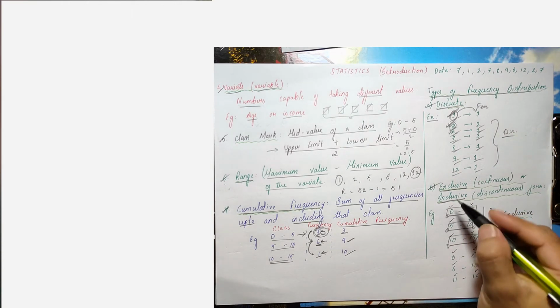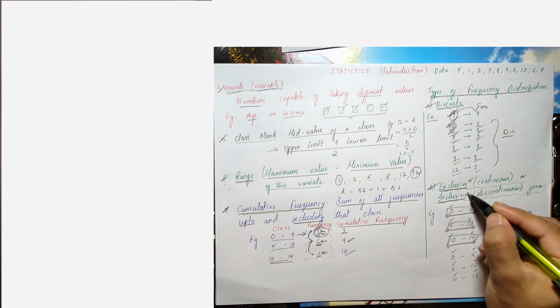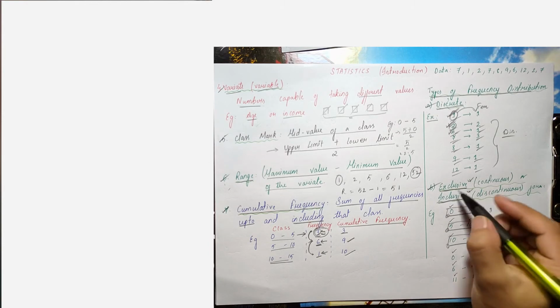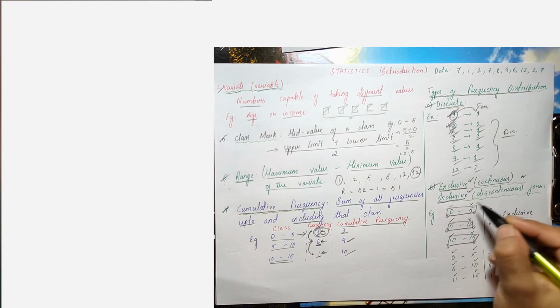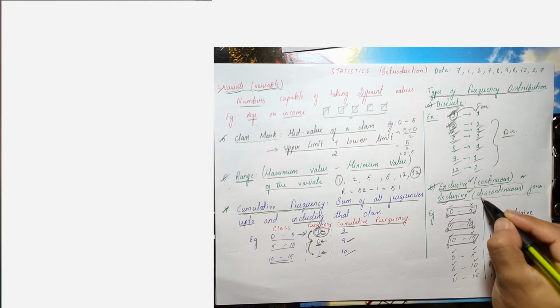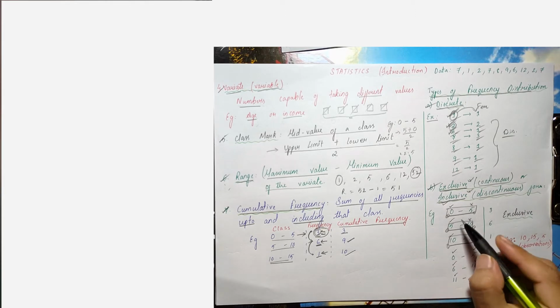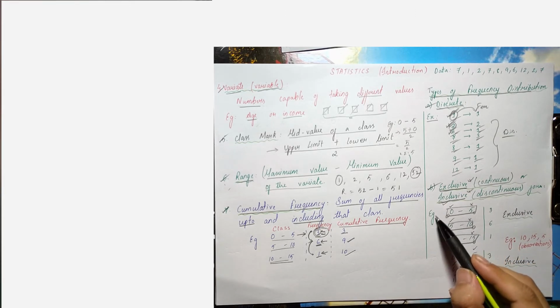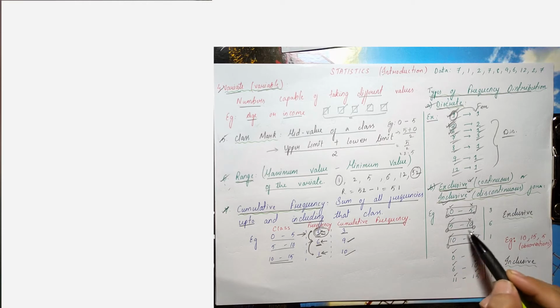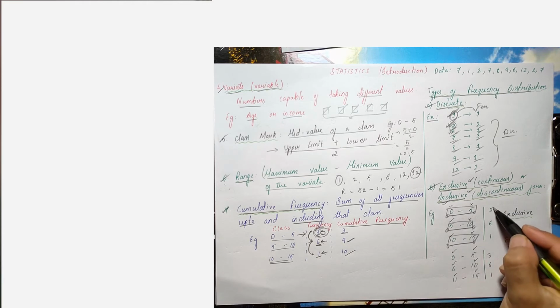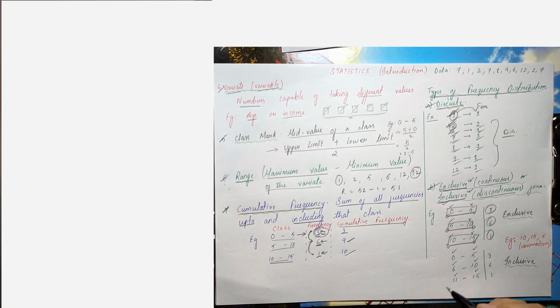Let us understand the difference between exclusive and inclusive. Exclusive is also known as continuous, and inclusive is also known as discontinuous. Let us look at an example. For example, let's take this: 0 to 5, 5 to 10, 10 to 15.